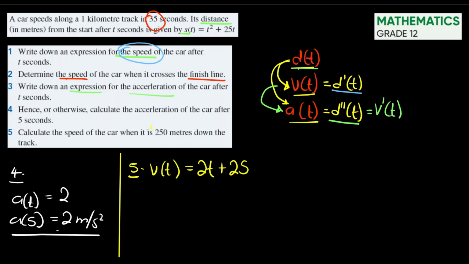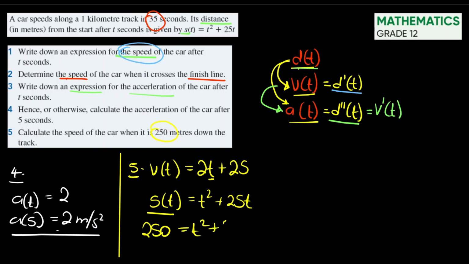So they want it at 250 meters down the track, but this formula has no distance. So we have to calculate what time to substitute so that we know at what time it will be passing 250 meters. But we have a formula representing distance, which is t squared plus 25t. So they're giving us the distance, which is 250. So we just substitute 250: t squared plus 25t equals 250, and then we just have to solve for t.